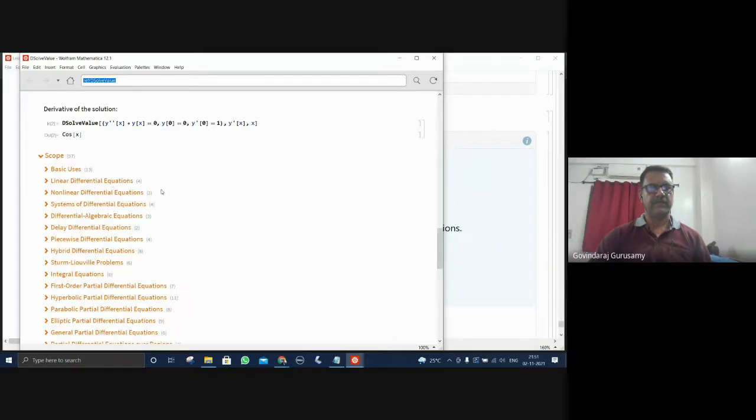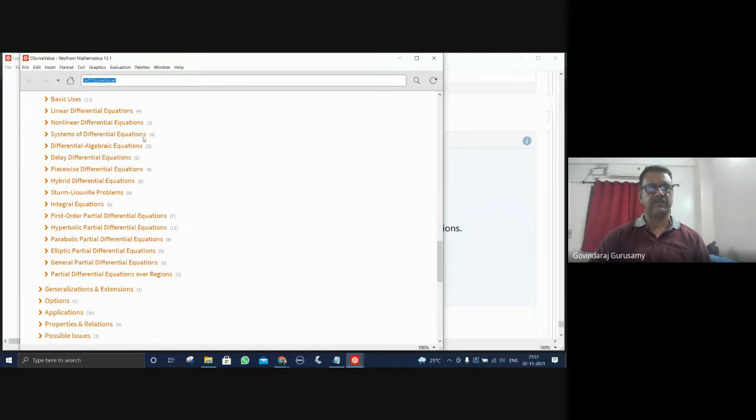linear differential equation, non-linear differential equation, system of linear equations, differential algebraic equations, delay differential equation, piecewise differential equation, hybrid differential equation, Sturm-Liouville problems, integral equation, first order partial differential equation, hyperbolic partial differential equation, parabolic. See, most of the standard things are available for you. Now, if you want to analyze anything new, just look at the physical problem. If you need any additional term with that, how do you do it? It all depends on the nature of the problem that you have. Now, it almost covers all this PDE requirement.